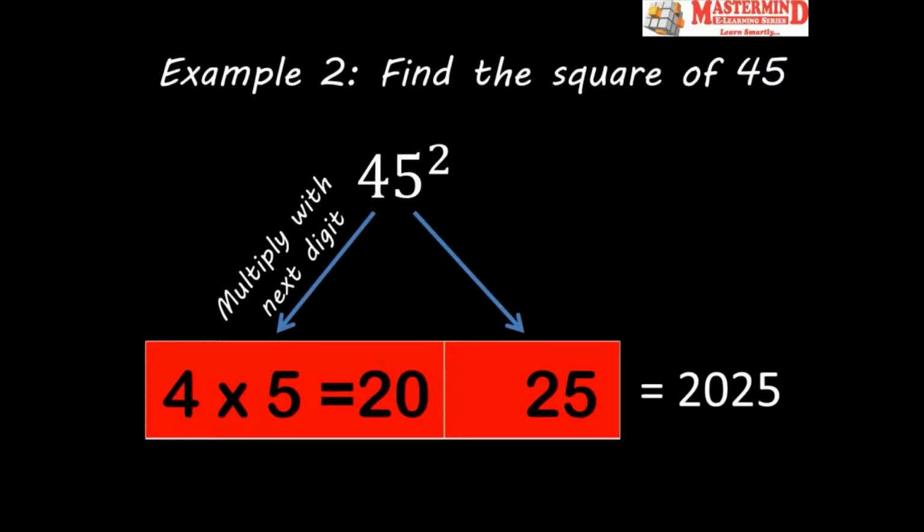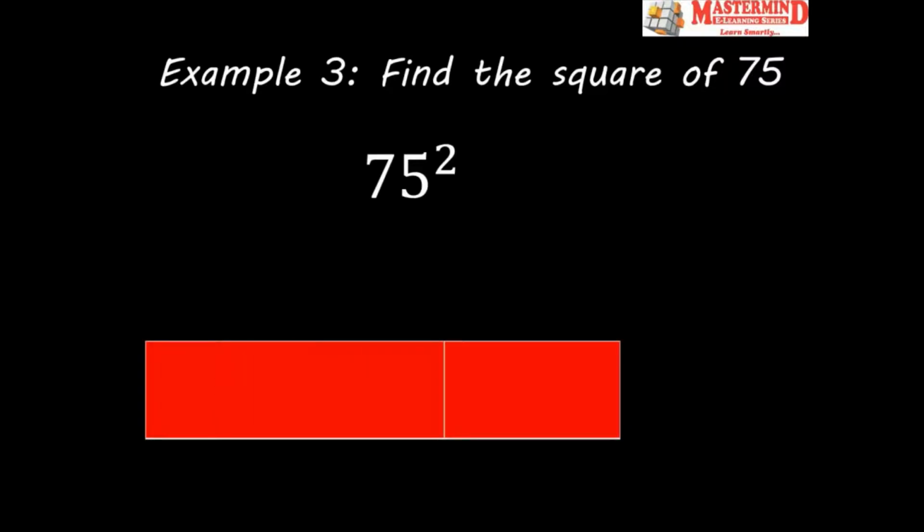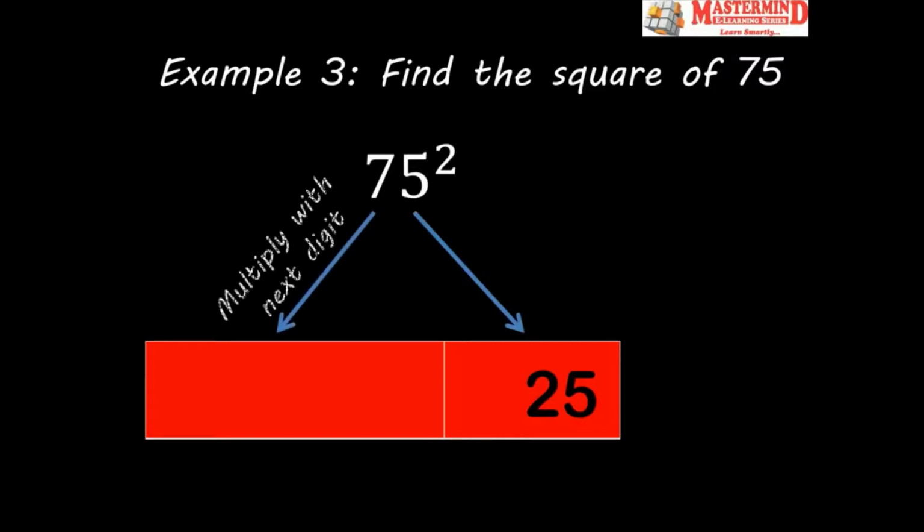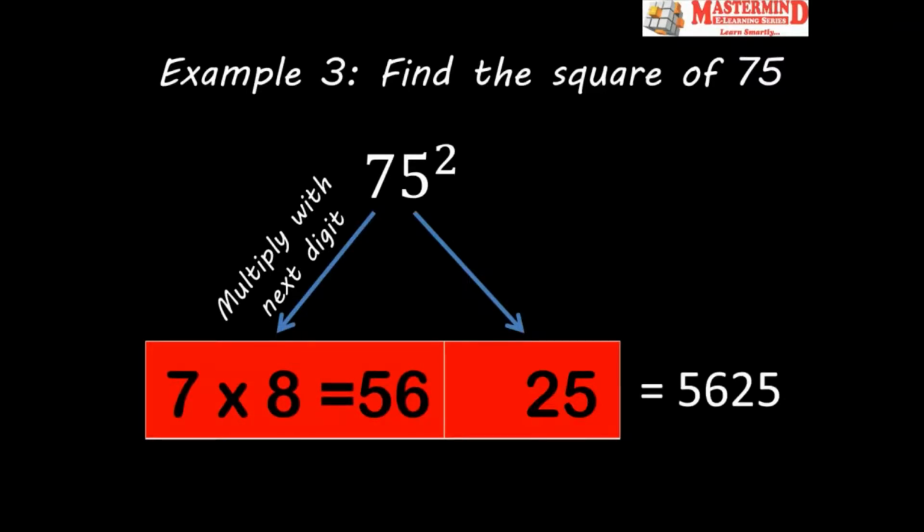Let's see one more question. Find the square of 75. So again, we'll have two parts here, left side and right side. For the right side, we write down 25. And for the left side, we multiply it with the next digit, that is 8. After 7 comes 8. So we multiply 7 by 8. 7 8s is 56. Combine both these left side and right side to get our answer, that is 5625.